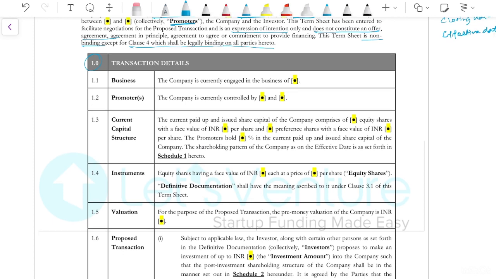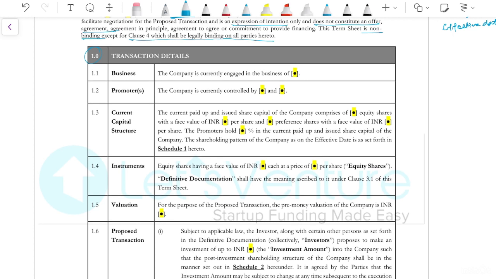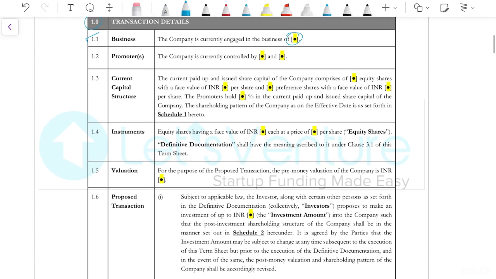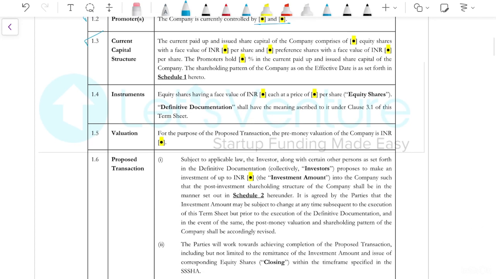Now, let's discuss the term sheet clause by clause. See, the first clause of the transaction details in essence are just facts and they do not have that sort of a discussion point of view. So, for example, subclause 1 on business says that the company is engaged in the business of X. Subclause 2 states who the founders, or sorry, the promoters are. Subclause 3 states the current capital structure of the company. Subclause 4 states the instruments, basically, what are the equity shares.